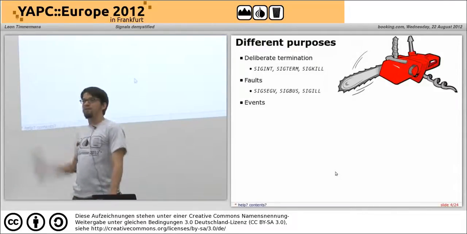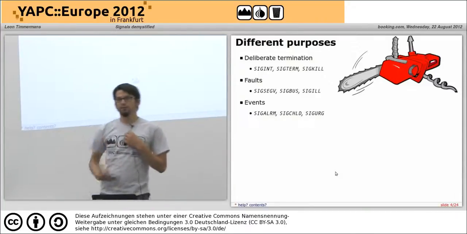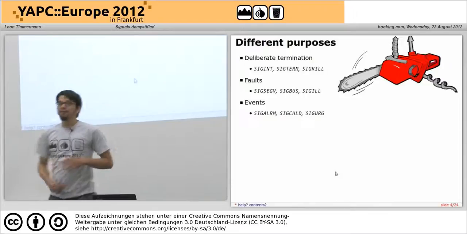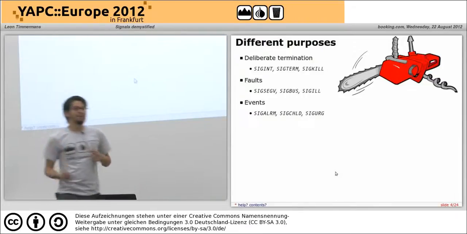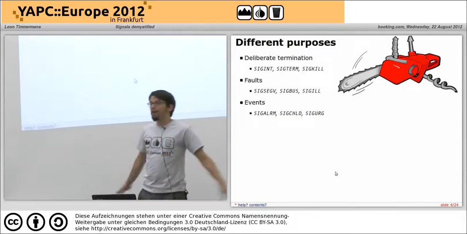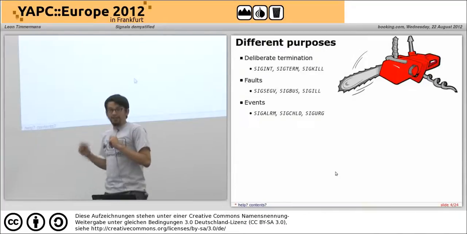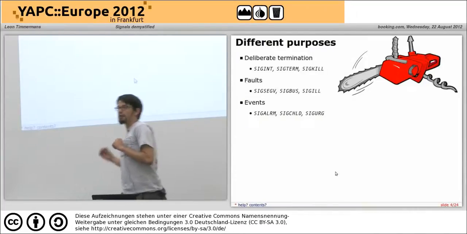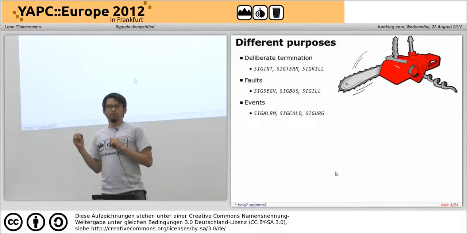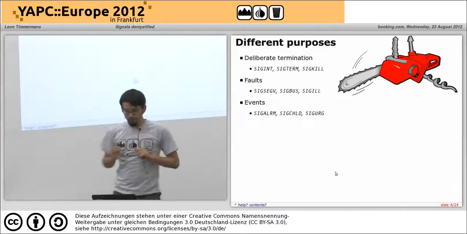Then there are various events. For example, SIGALRM, SIGCHLD, SIGURG. These are all fairly innocent, can be handled in a very easy way. You can postpone handling them a bit without any kind of problem. By the way, SIGCHLD and SIGURG are the only signals in POSIX that are by default ignored. You should assume that any other signal terminates.